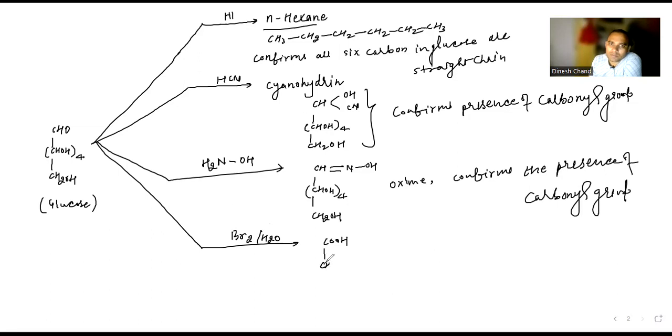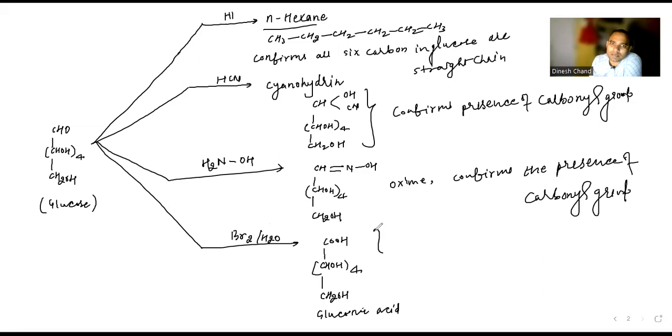So the aldehyde group is converted into what, student? That is the carboxylic group, student. So COOH, CH2OH, and here is also going to be CH2OH. Student, this compound is called gluconic acid. This is gluconic acid.